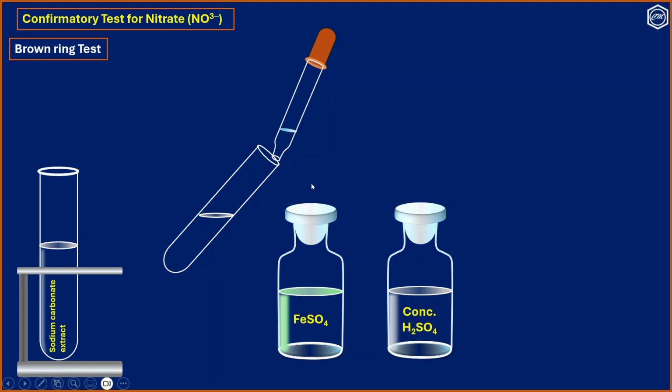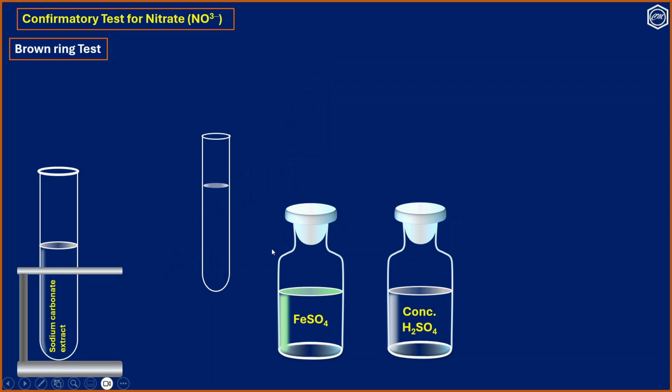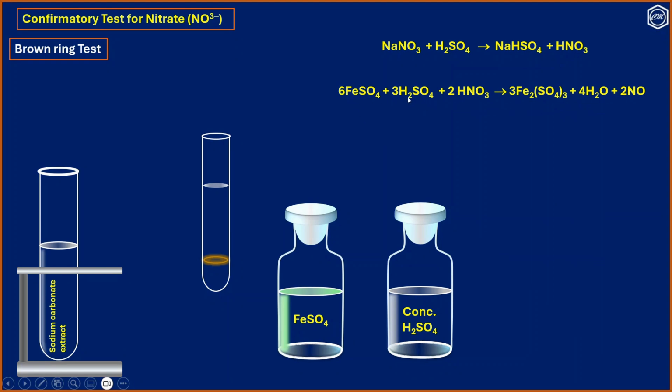Now, gently turn the test tube to the upright position. A brown ring appears at the junction of the two liquids, and this brown ring shows the presence of nitrate. Suppose you are given sodium nitrate, and it reacts with the sulfuric acid giving nitric acid. Ferrous sulfate in the presence of sulfuric acid reacts with the nitric acid, producing ferric sulfate and nitric oxide. And the nitric oxide formed reacts with the ferrous sulfate giving nitroso ferrous sulfate, and this nitroso ferrous sulfate is brown in color.